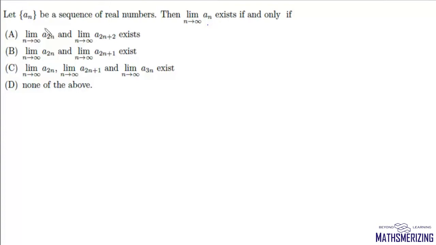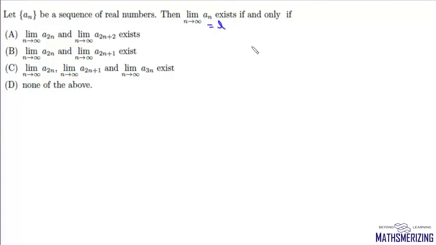Now here the question is, let an be a sequence of real numbers, then this limit n tends to infinite an exists if and only if which of the following option is correct. Now suppose we assume that the sequence an is a converging sequence and it converges to this limit L.